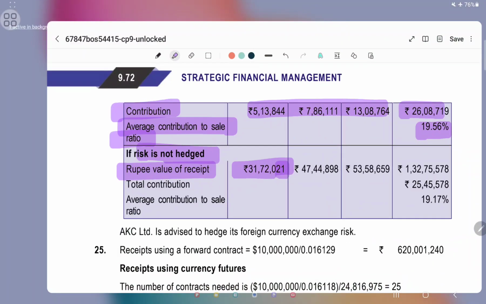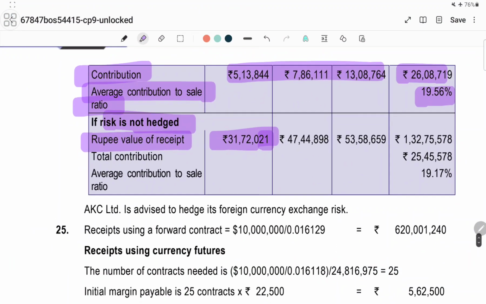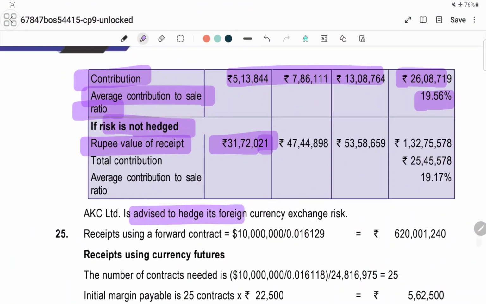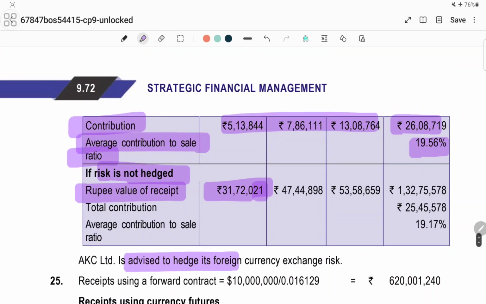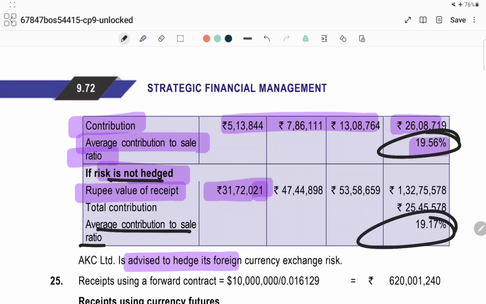And finally, they would have given the answer: should you hedge or should you not hedge, advice to hedge. Why? Because if you see the ratio, the average contribution to sales ratio in case it is hedged, then it is 19.56%. See, this ratio has to be higher. Your contribution has to be higher, and contribution to sales if not hedged is only 19.17. So it's better to hedge.